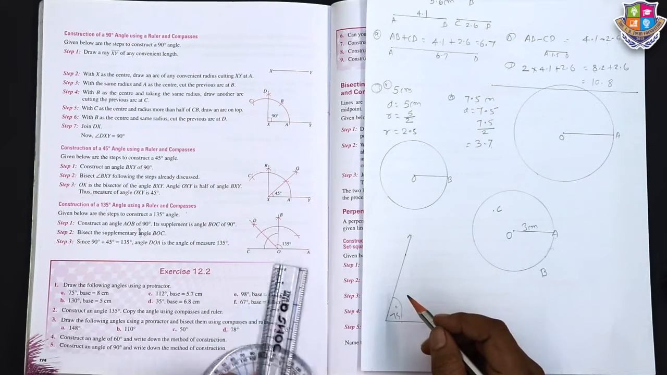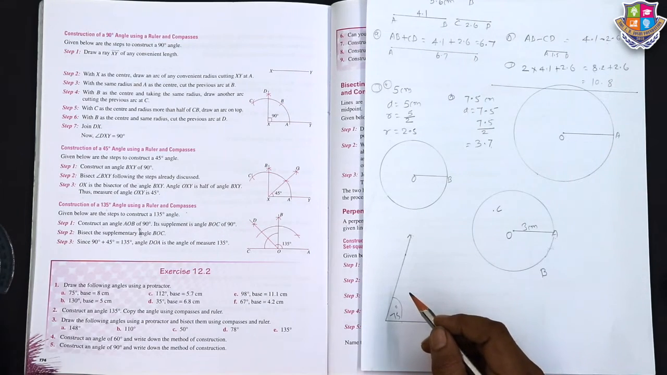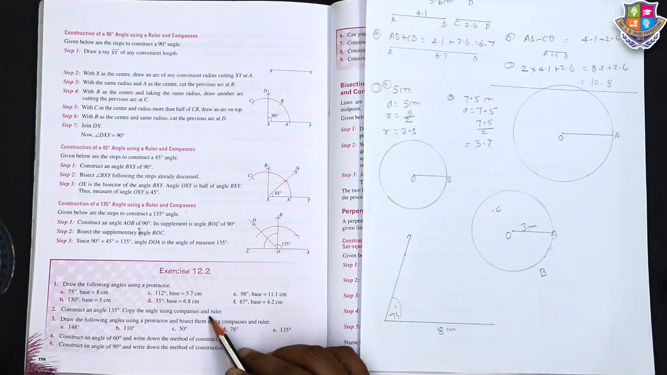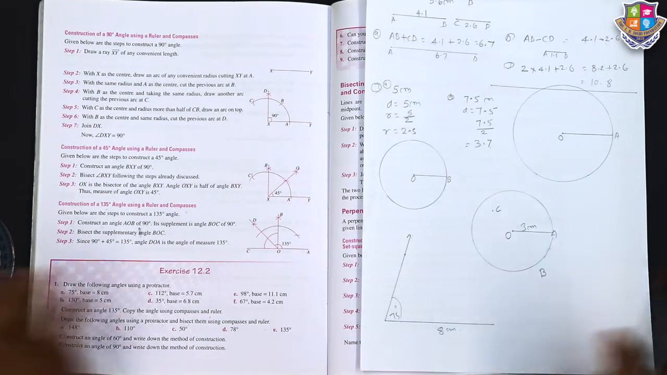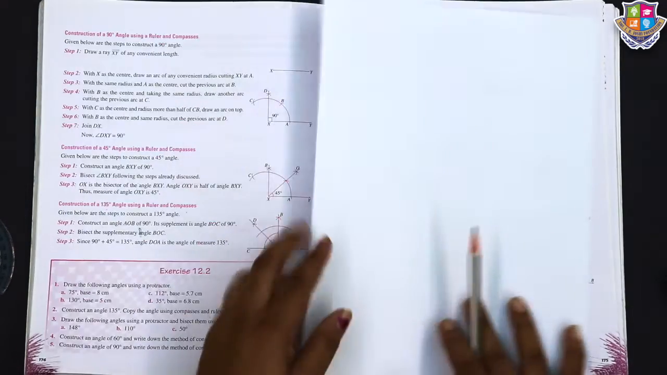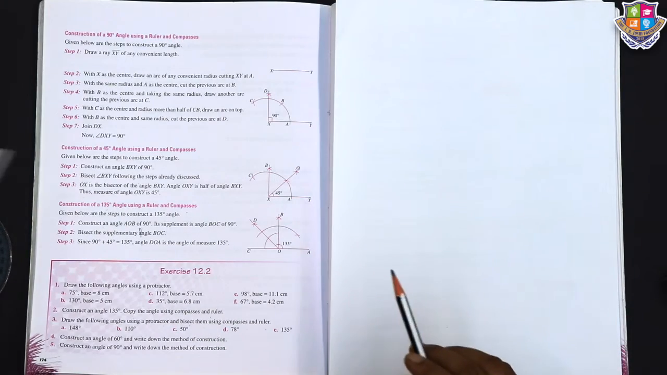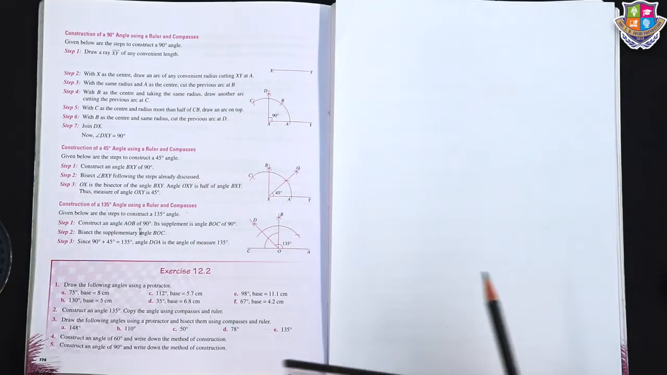Okay students, you know how to draw the angles. Now construct an angle of 135 degrees by copying the angle using ruler and compass. You know how to draw the 135. Now draw the following angles using a protractor and bisect them using compass and ruler. Just see the first one.